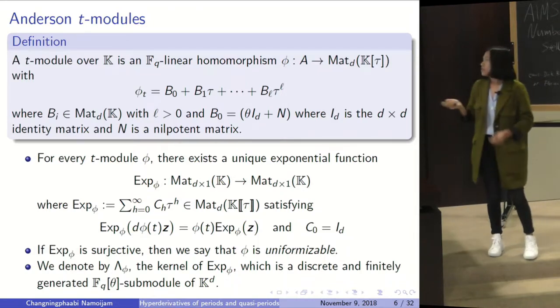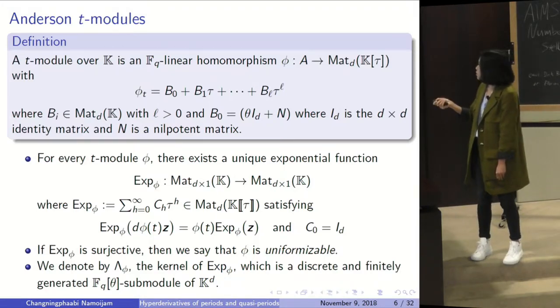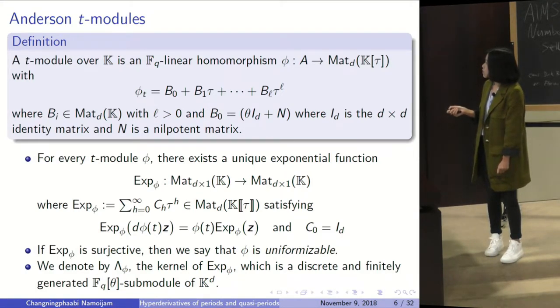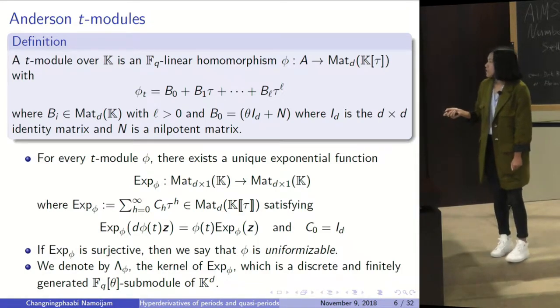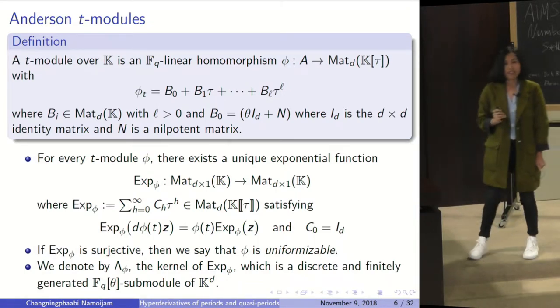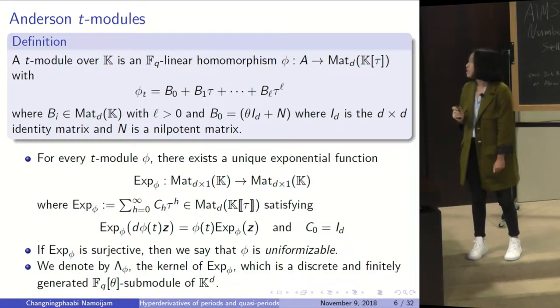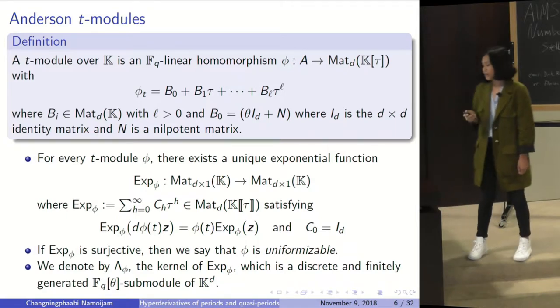this has already been said before. We have a unique exponential function, which is given by a matrix formed by power series in K[[tau]] with this functional equation, with the matrix of constant terms being the identity matrix. Okay. So if the exponential function is surjective, then we say that phi is uniformizable. And we denote by Lambda_phi the kernel of the exponential function, which is a finitely generated F_q[theta]-submodule of K^d.